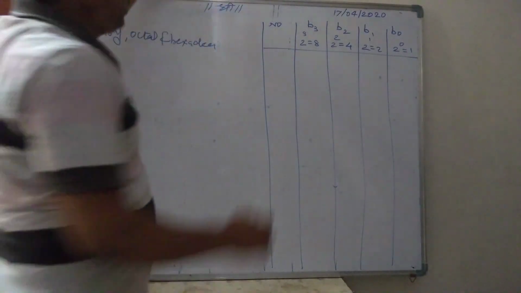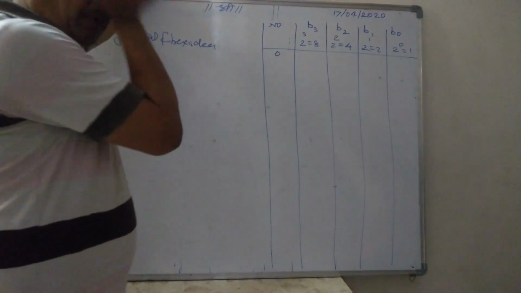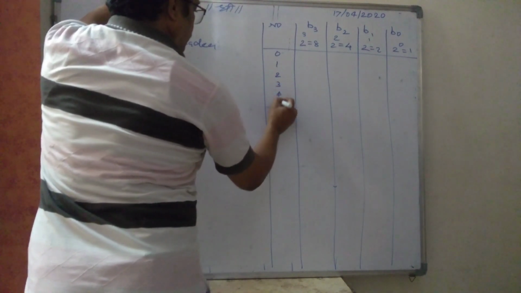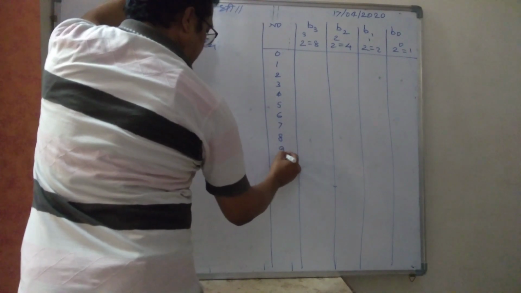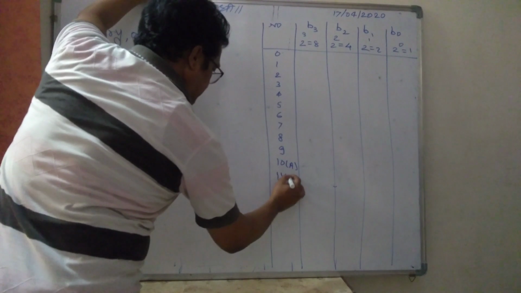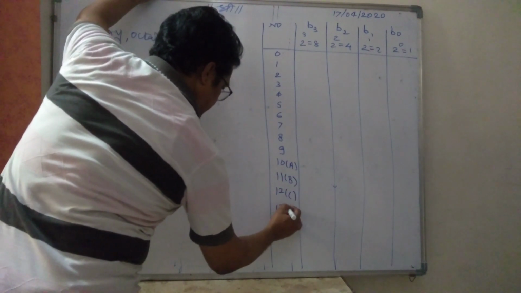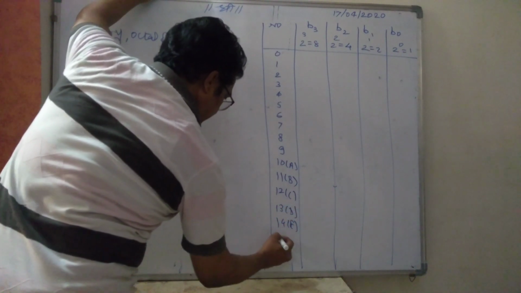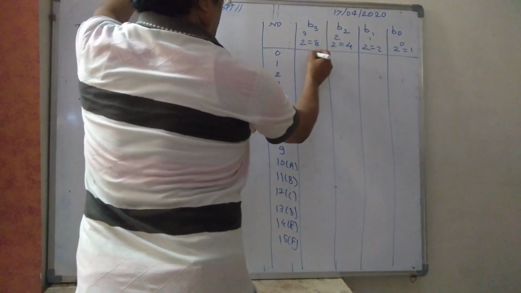This table, yesterday I have explained, total number I am writing 0 to 15. It can be extended above 15 also, but 1, 2, 3, 4, 5, 6, 7, 8, 9, 10 means A, 11 means B, 12 means C, 13 means D, 14 means E, and 15 means F. Their binary 0, all entries 0.